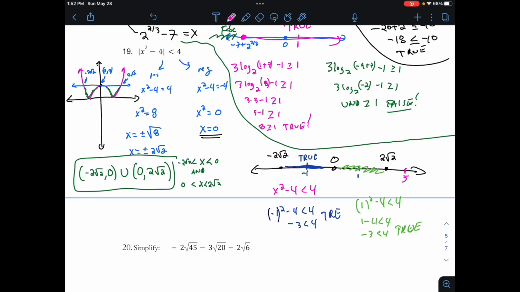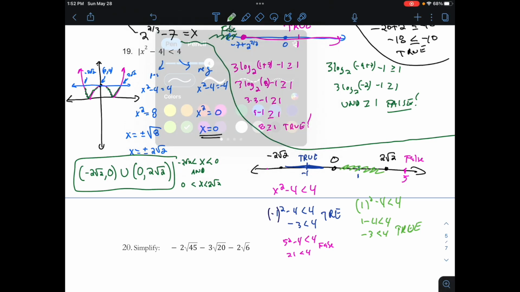I mean, I know 5 should be more than 2 root 2, right? So I could do 5 squared minus 4 is less than 4. Pretty easy to see that's false, right? So I don't want this. False. Compared to earlier, we were true.